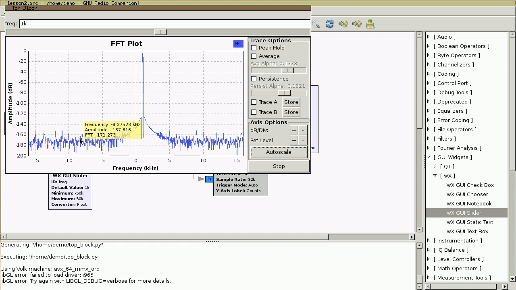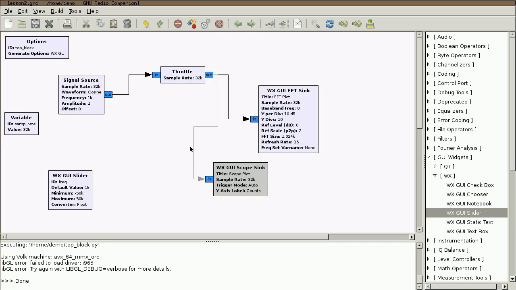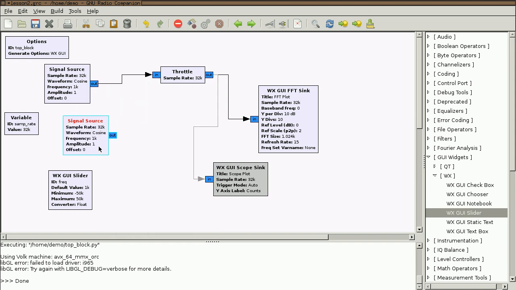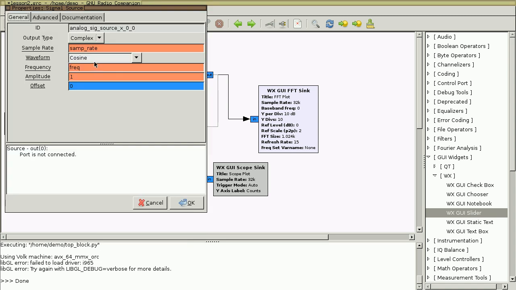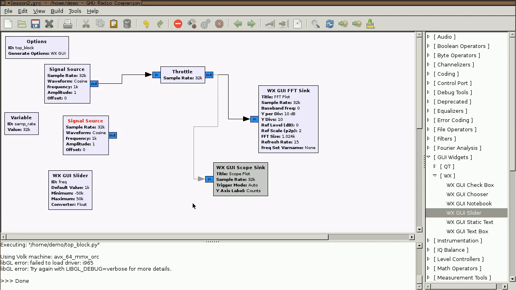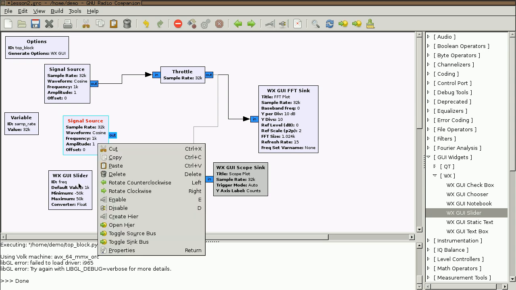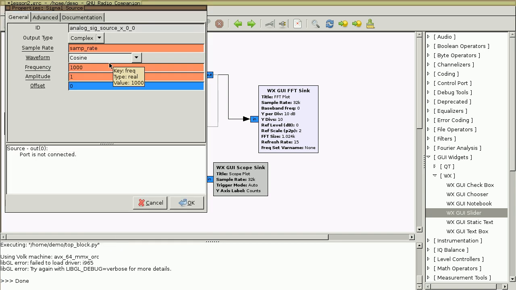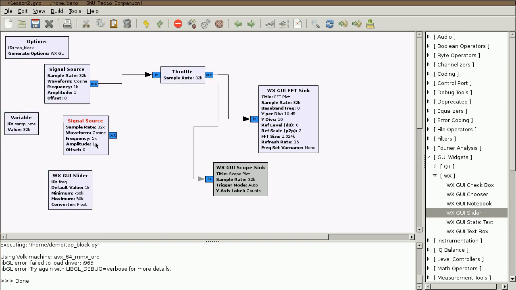Now, question 8. Try multiple signal sources added together. Let's try this. I'm going to take this signal source and copy and paste it. And this one I'm going to set to a frequency of 1000, the default, so I'll leave that constant. Whereas this other one, I'm going to leave as a slider. Maybe I'll even change that a little higher, just so they don't start out at the same frequency. Let's set this one to 5,000. So one's fixed at 5,000, and the other one is variable.